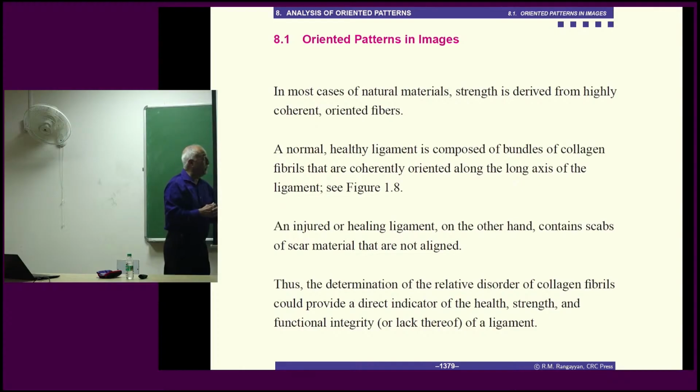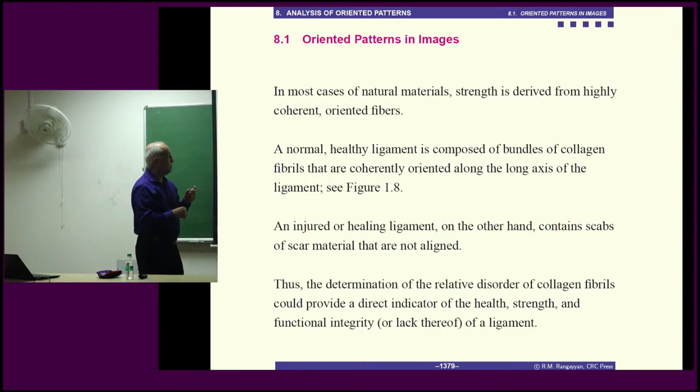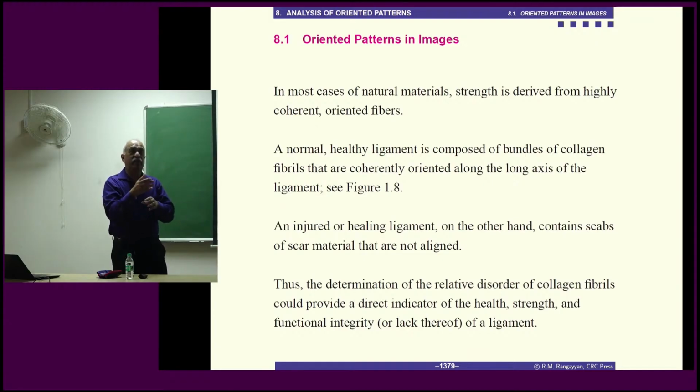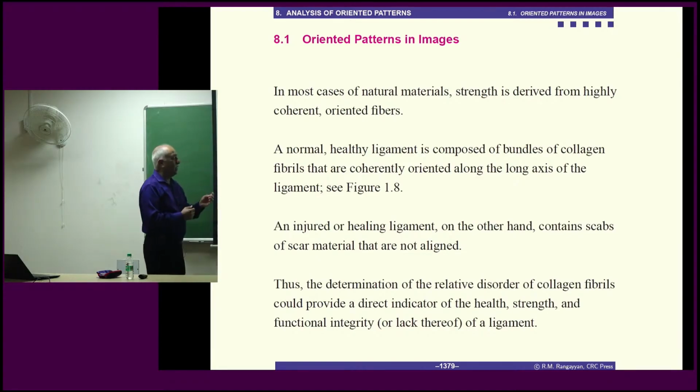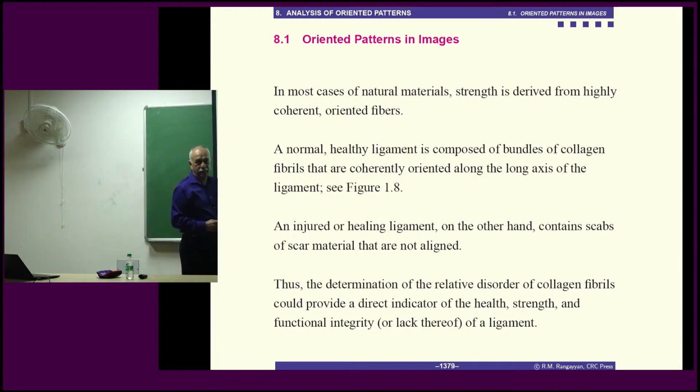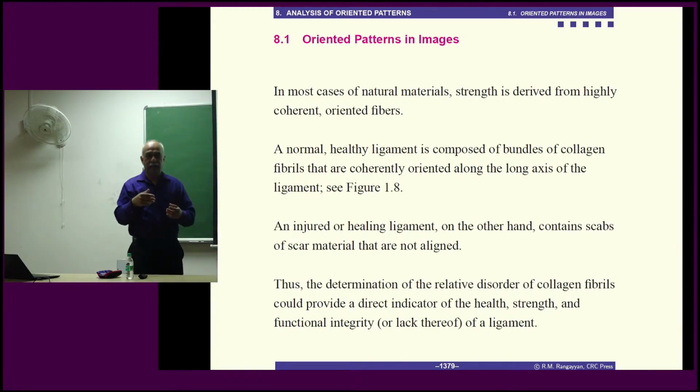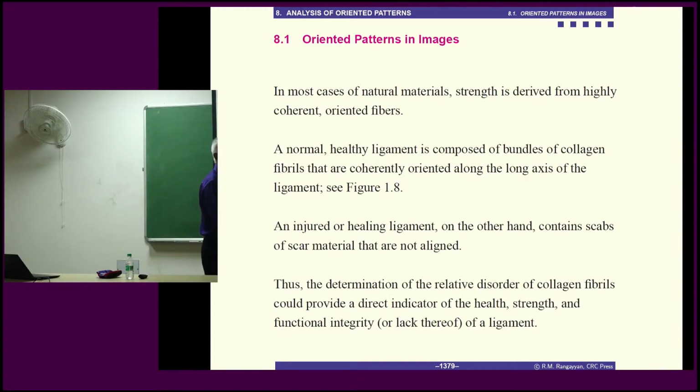An injured or healing ligament, on the other hand, contains scabs of scar material that are not aligned. They are collagen fibers, all right, they are deposited in the healing process, but they don't have that orientation, and the preferred orientation develops slowly over time. I'll show that. So the determination of the relative disorder or order, is there order present or is it disorder? And you need to characterize that. Of collagen fibrils or fibers could provide an indicator of the health, strength, and what is called functional integrity. Can this function and bear the load of normal activity or sport activity if one is engaged in football or soccer or hockey and so on?